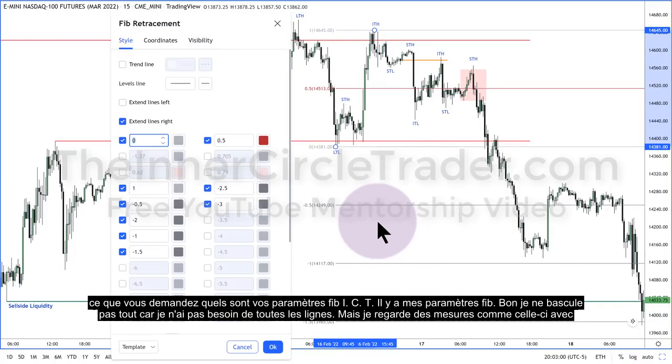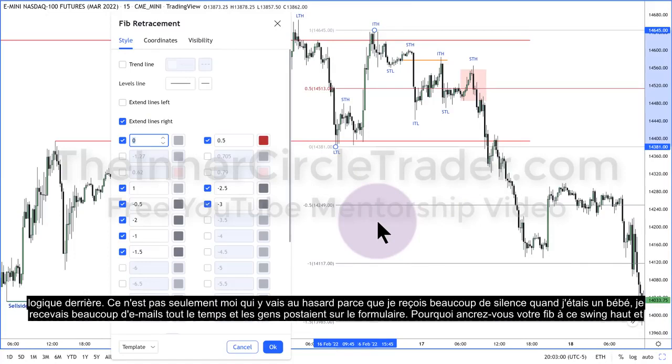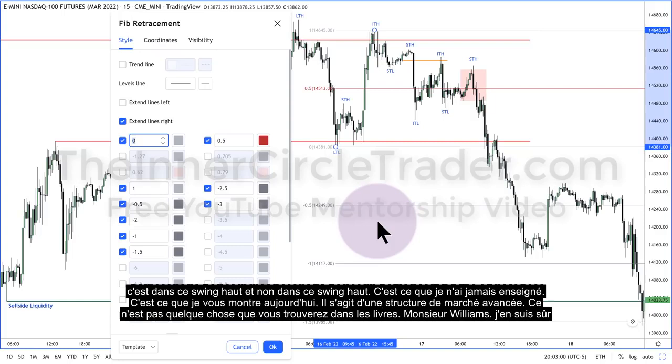I don't toggle everything because I don't need all the lines. But I'm looking at measurements like this with logic behind it. It's not just me randomly going in there, because I get a lot of questions. When I was on Baby Pips, I got lots of emails all the time, and people would post in the forum, why are you anchoring your fib to that swing high and not this swing high? This is what I never taught. This is what I'm showing you today.